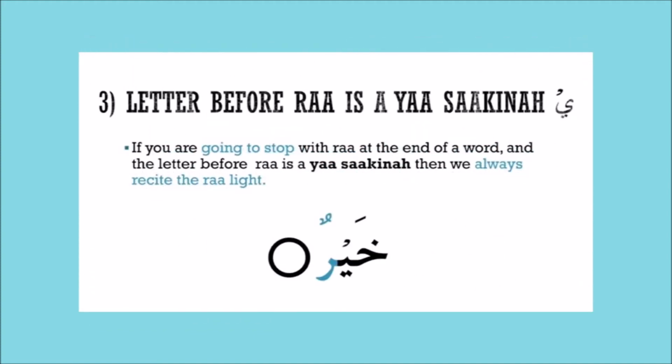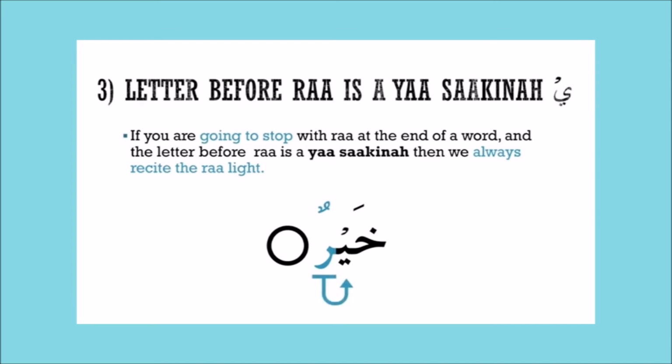Now, another rule is where the letter before a Ra is a ya sakina. If we are to stop with a Ra at the end of a word and the letter before the Ra is a ya sakina, then we will always recite the Ra light. Look at the example below. The word khair. We will not say khair and make the Ra heavy, we will make the Ra light.